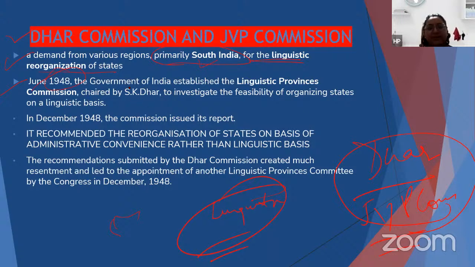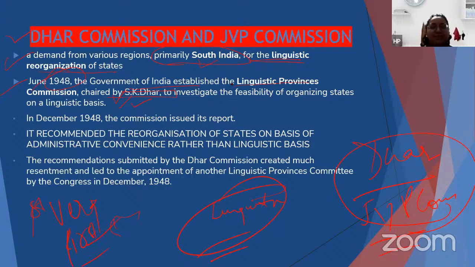in 1948, just after independence, government of India established what? They established a commission known as SK Dhar Commission. What they established? SK Dhar Commission was established. This was the very first commission which was established for state reorganization.